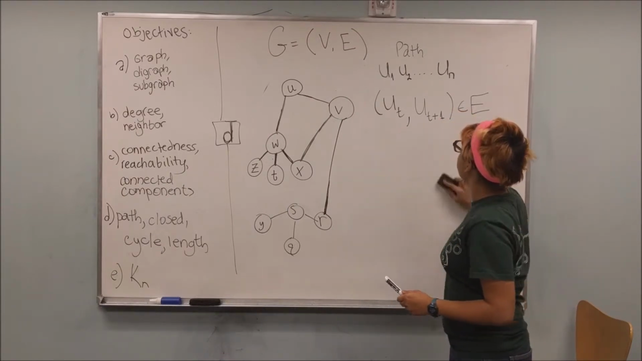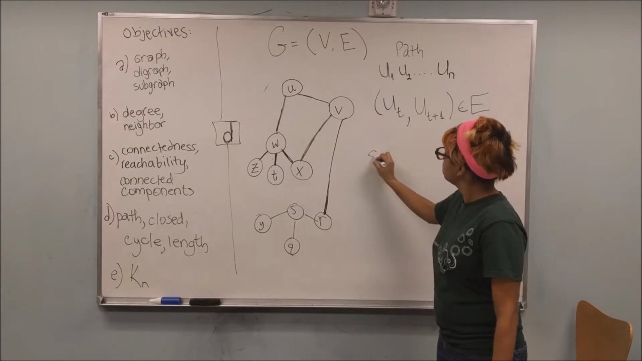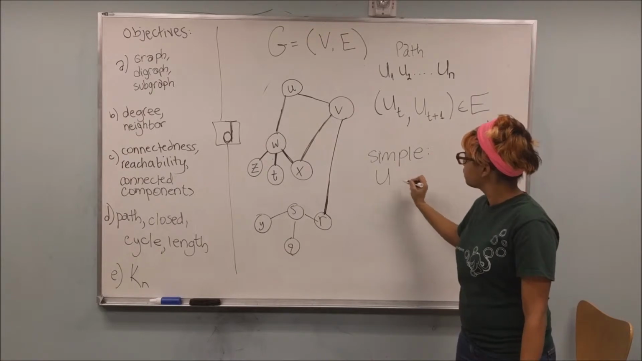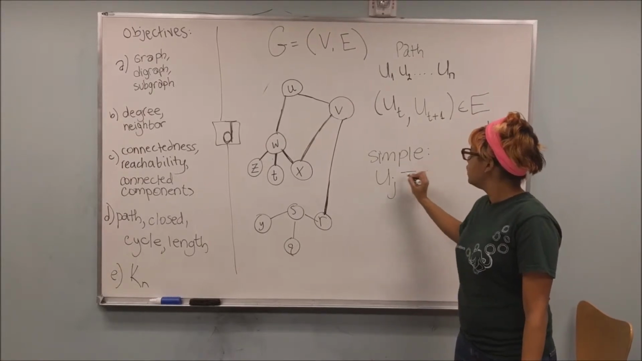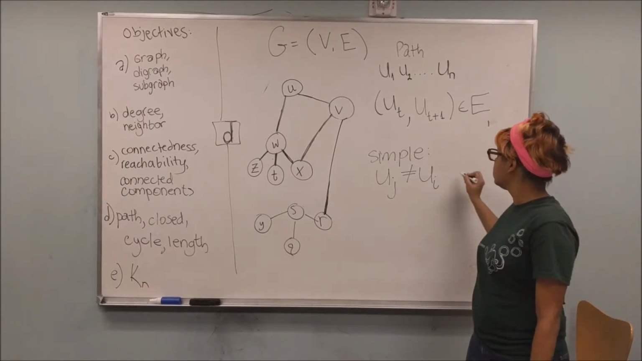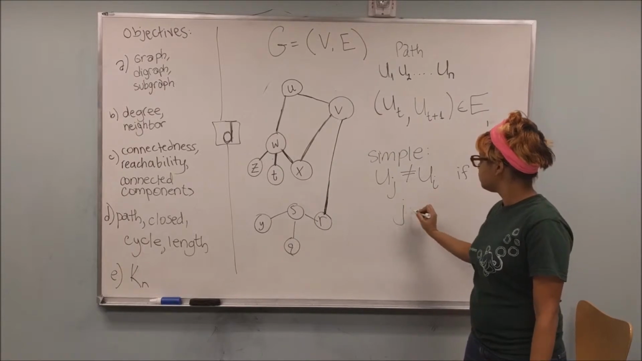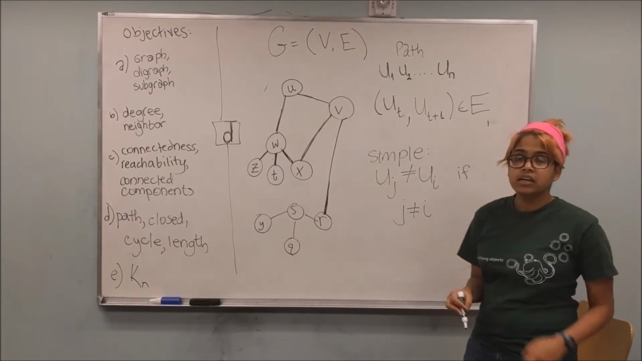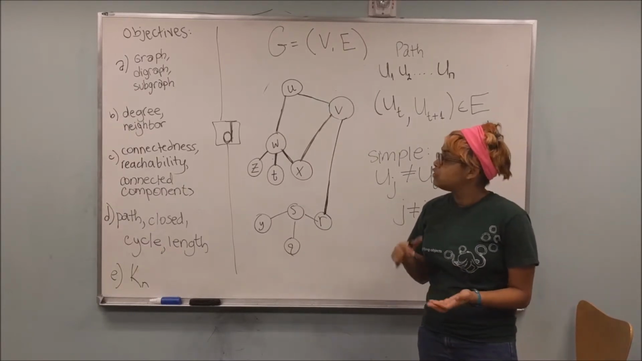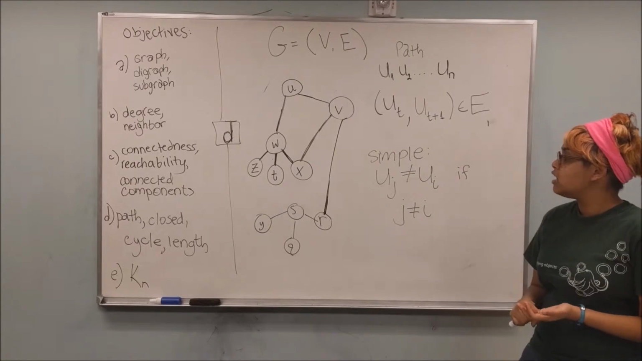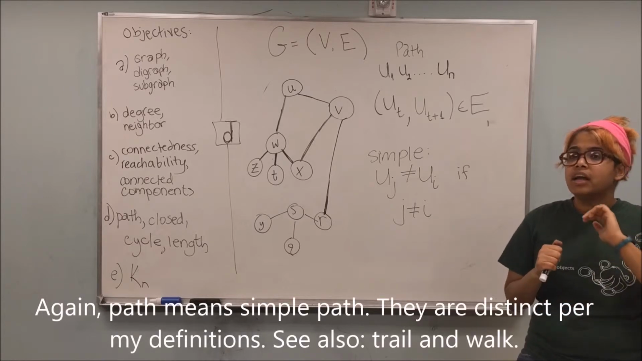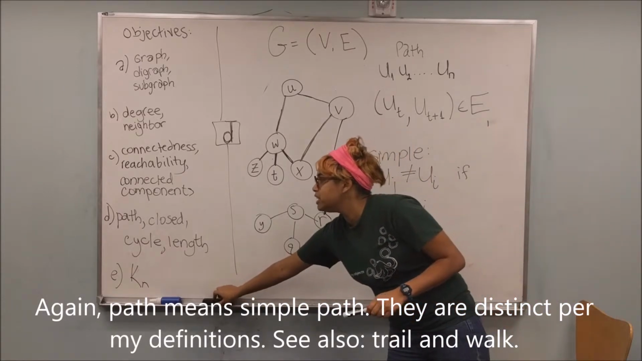And the way that you might write that is any of these U's, let's say the index is now J, that Uj is not equal to Ui if J is not equal to I. All right, so no repeats is what it means to have a simple path. All right, so that talks about the definition of path, and it also talks about the definition of what a simple path is. All right, and so now we're going to talk about what it means to be a closed path.